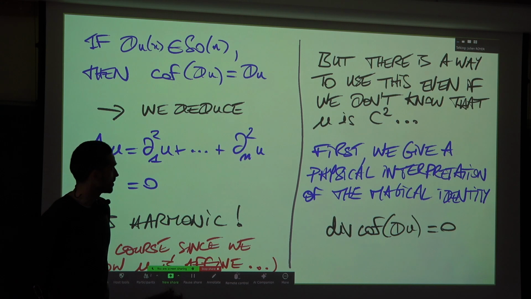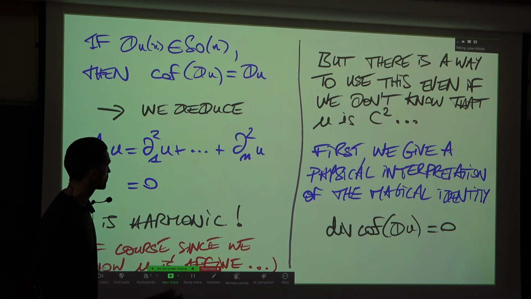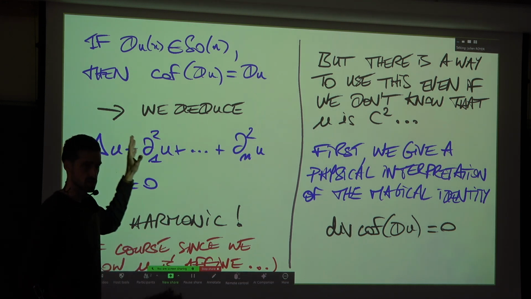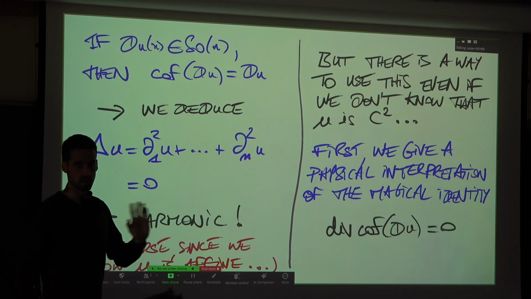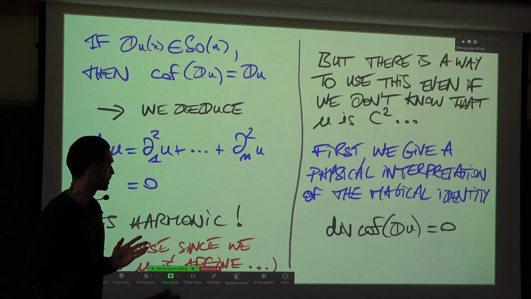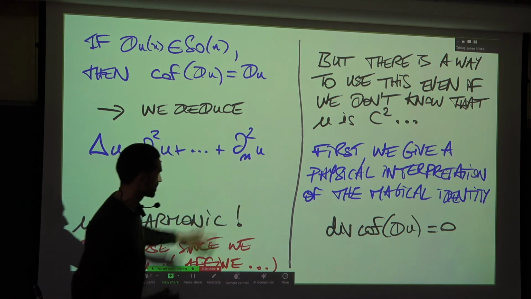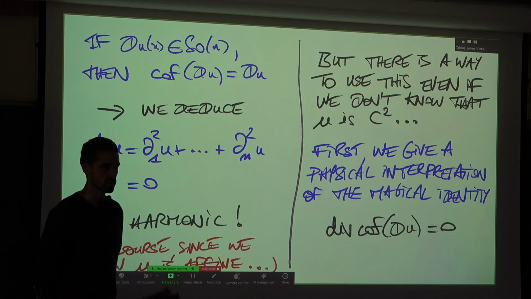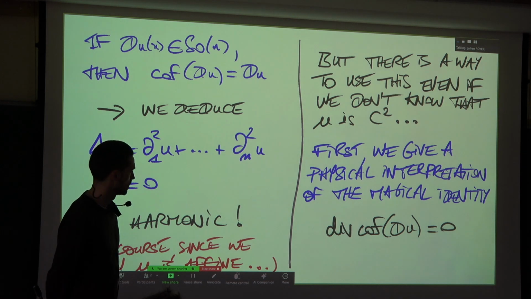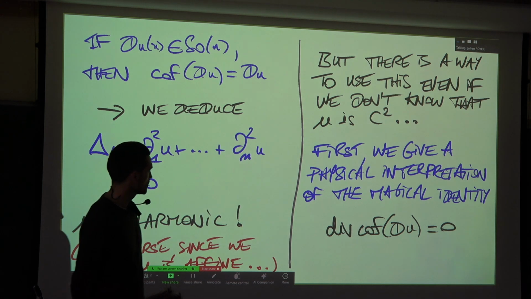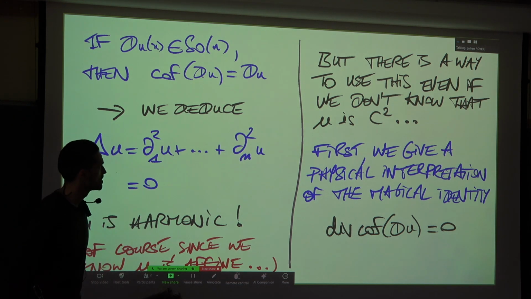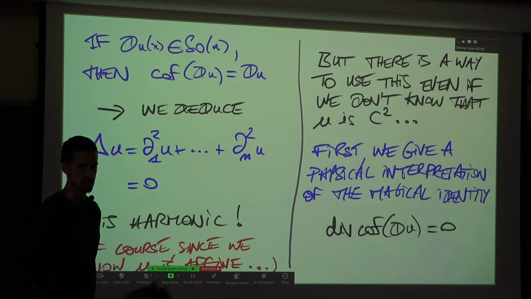The whole point is that there is actually a very nice way, that probably many of you know, to make sense of these calculations I did, even if U does not have second derivatives in a classical sense. And you see, we started from this identity which was kind of magical: divergence of cofactor of du equals 0. The first thing I want to do, in order to explain where this weak way of making sense of all this comes from, is to give a physical interpretation for that identity.